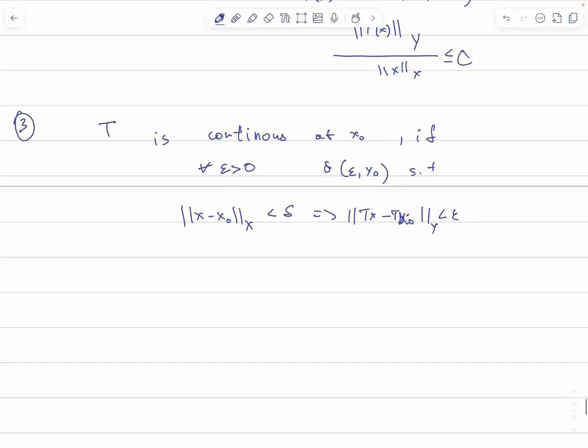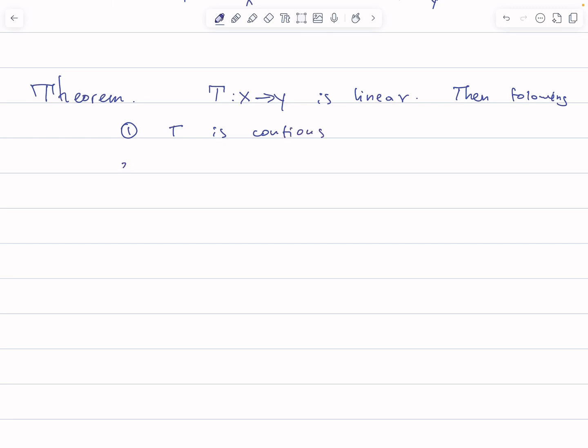Let's prove the main theorem in functional analysis, the fundamental theorem. We have a linear operator T from space X to Y. Then the following three things are equivalent. First, T is continuous. Second, T is continuous at point 0. And the third thing is T is bounded. All of them are equivalent.